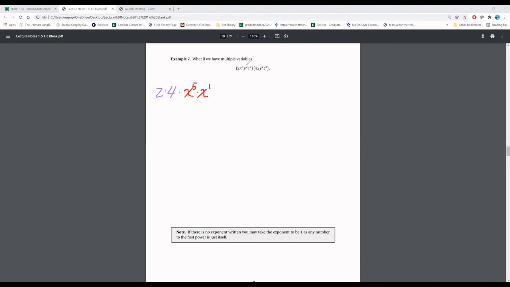I can group my y's. I have a y squared and a y squared. And I can group my z's. I have a z to the 9 and a z to the 3. Okay, now I can either just straight up carry out the multiplication right here, 2 times 4. Pretty sure that's 8. And now I apply my product rule. This is x to the 5th times x to the 1st. Well, that's x to the 5 plus 1.